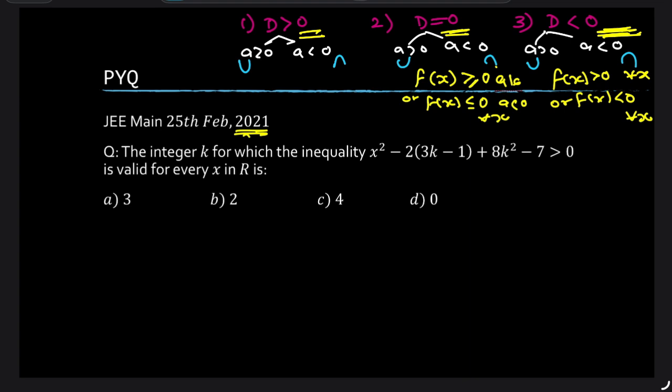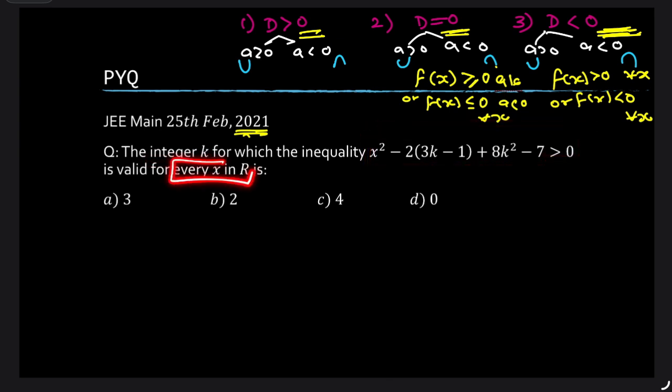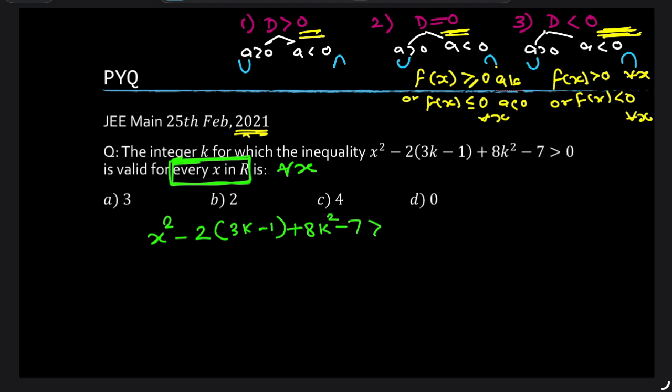Check out, what do we have? We have the integer k for which the inequality is valid for every x in R. So what is the key point? Every x in R means for all x. So what they are saying is that x² - 2(3k - 1)x + 8k² - 7 is strictly greater than 0 for all x in R. And we know that if my function is strictly greater than 0 for all x, it means that a is greater than 0 and D is less than 0.